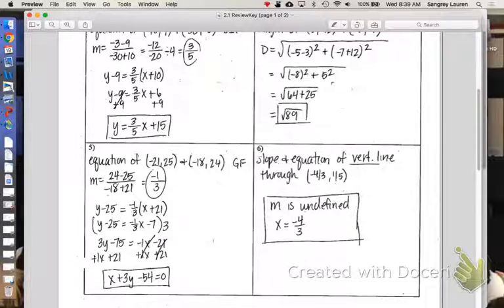Here are the questions 5 and 6. Now, number 5, you needed to use slope formula to get your slope, then use point slope form. Then you had to have your final answer in general form, which means you had to clear the fraction. So my advice would be to distribute first. So in this step right here, distribute first and then clear the fraction.